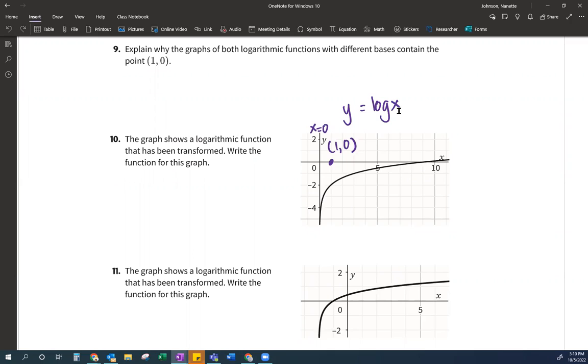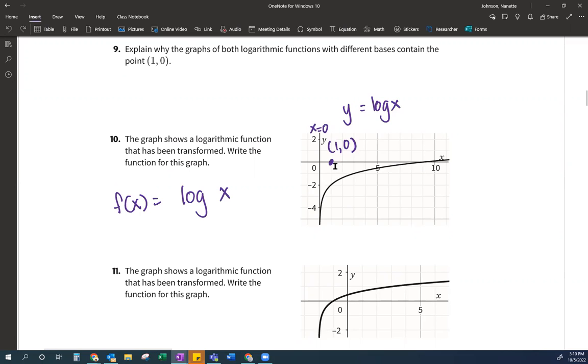So if you look at me, I'm going to build my function. F of x equals log of x. Notice I'm not putting a parentheses with an x plus 2 or x plus 3 or x minus 4. Got it? So far, it looks pretty good. The second thing that I need to look at is this point.